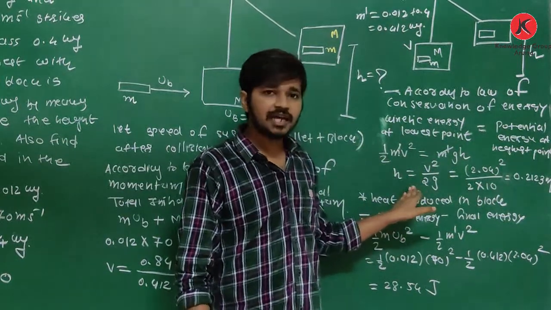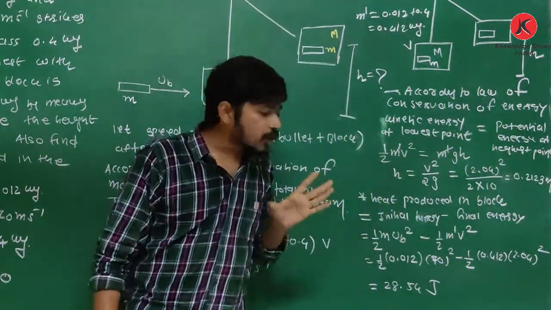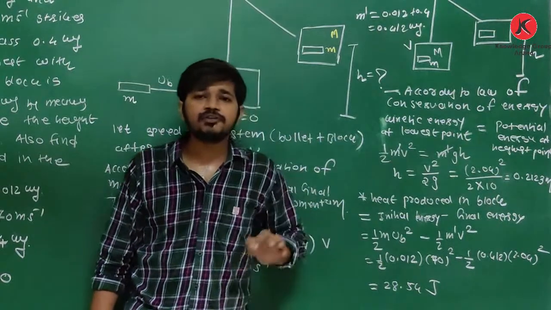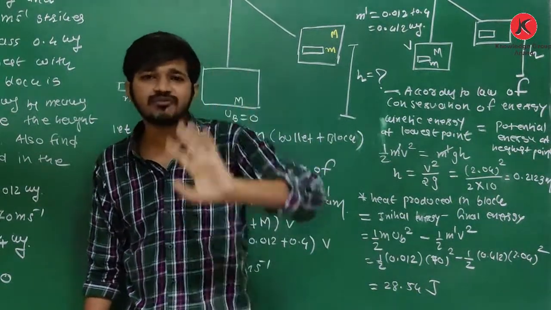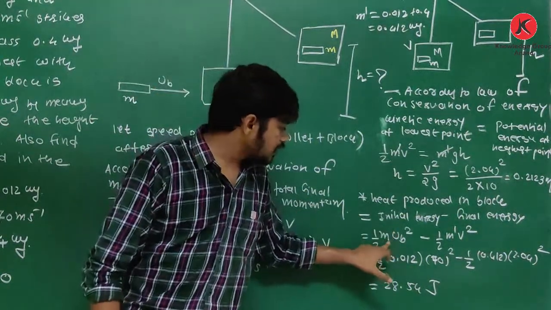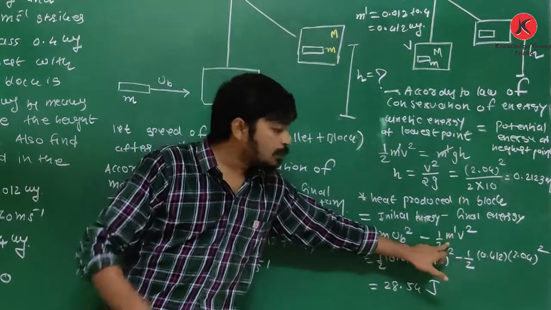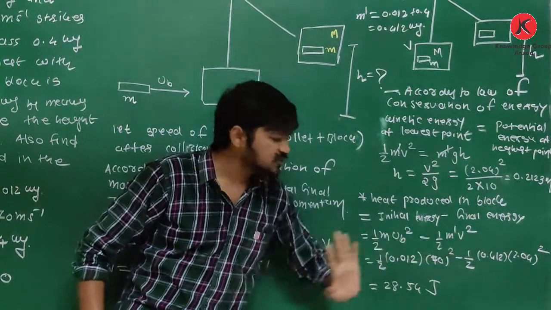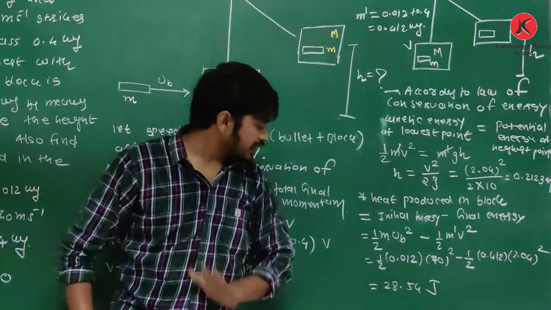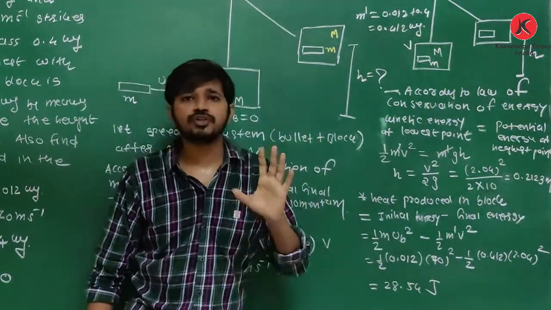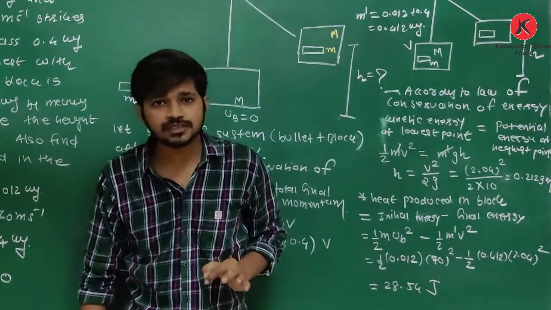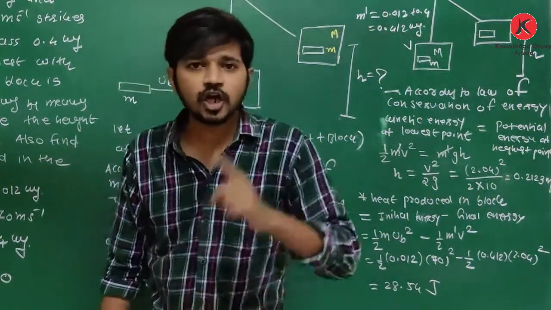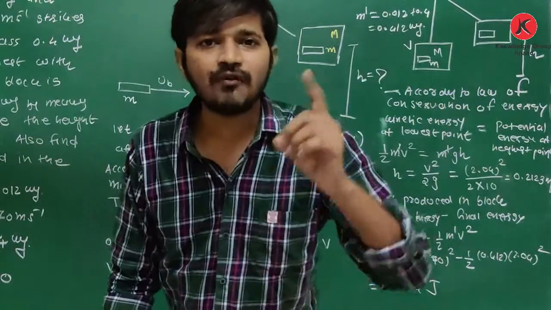So that is the height. Then you have to find the heat produced in the block. Simply, heat produced means change in energy, initial energy minus final energy. Initially, only the bullet is moving, and finally, block and bullet both move with speed v, so it is half m dash v square. You will get the answer 28.54 joule. Clear about this? So the question is based on collision and the law of conservation of energy.